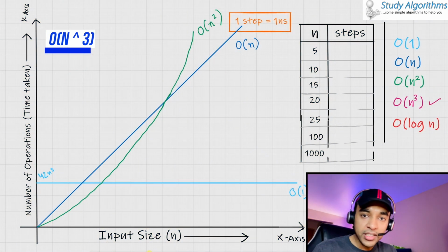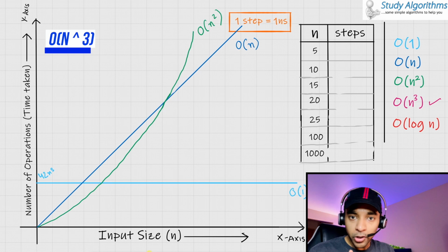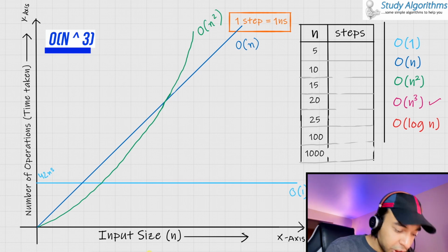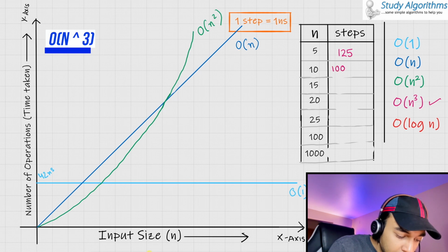Just like order of n squared, an order of n cubed algorithm means that for n input size, you take n cubed number of steps. So if your input size is 3, you are taking 3 into 3 into 3, that is 27 steps. So based upon that, let us try to fill this table real quick. So 5 would mean 5 cubed, that is 125 steps. 10 would mean 1000 steps. 15 would mean 3375 and so on.